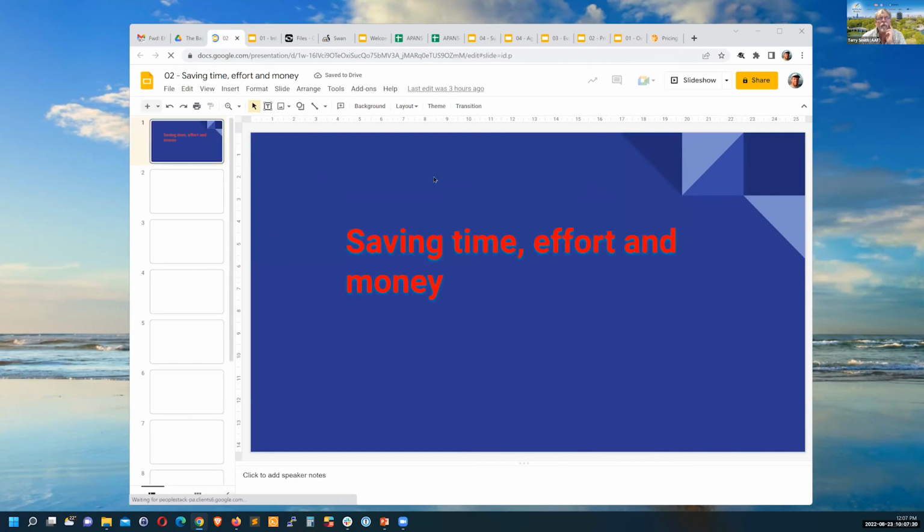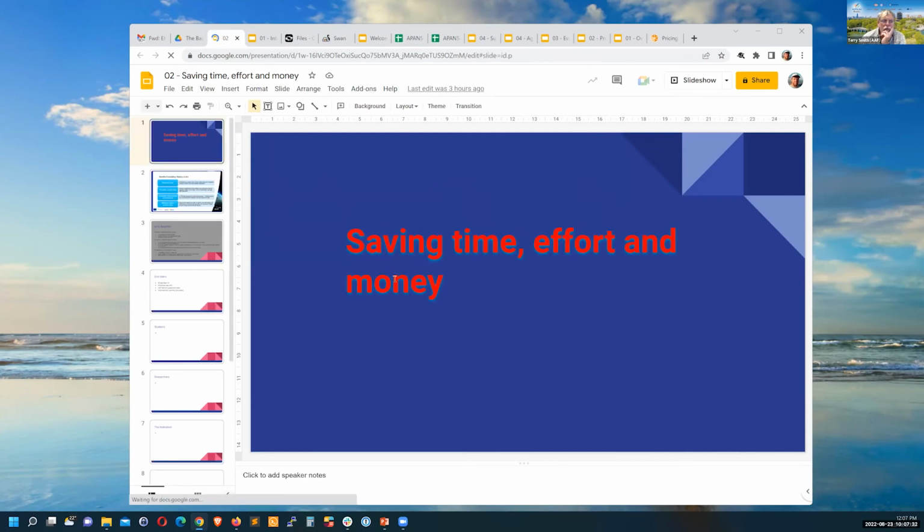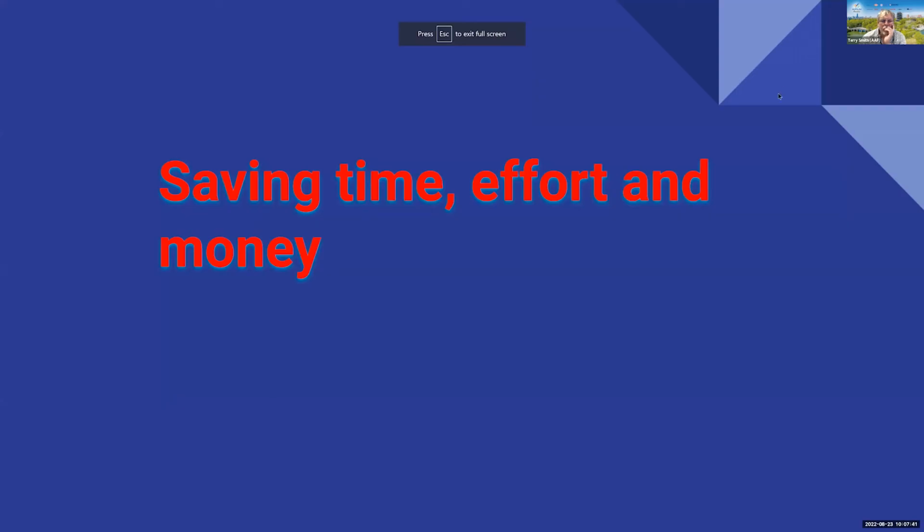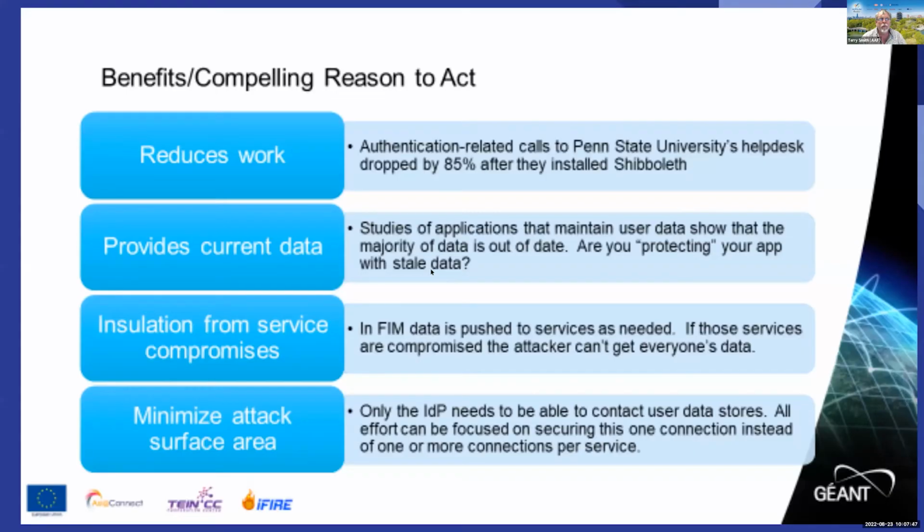Okay, so this is another experiment that I have with you guys. I'm not sure how well this is going to work, but we'll give it a crack. So this is about how we save time, money, and effort for the various cohorts that use the Federation. It's about the benefits of Federation.